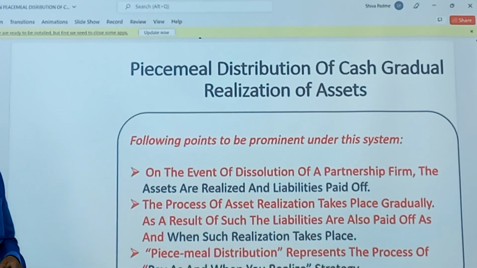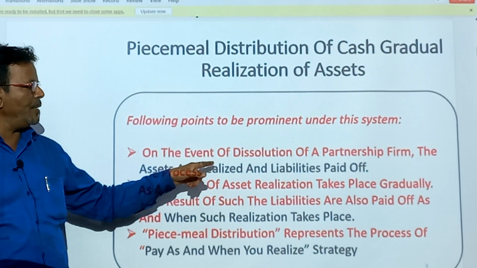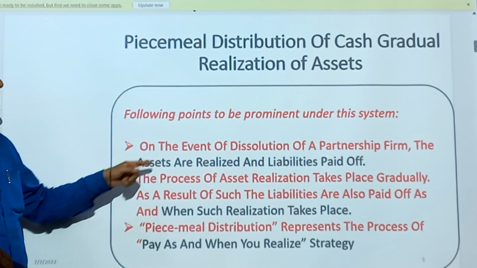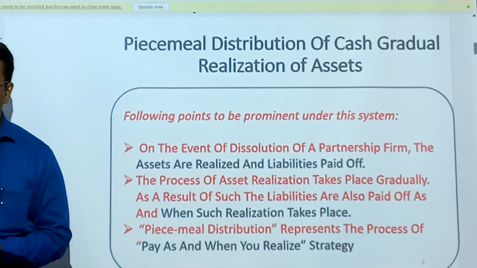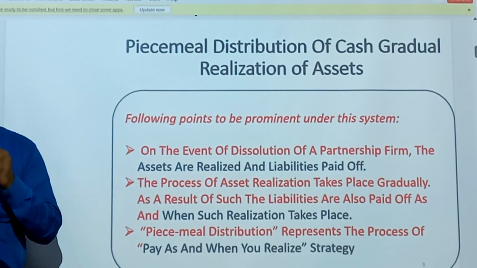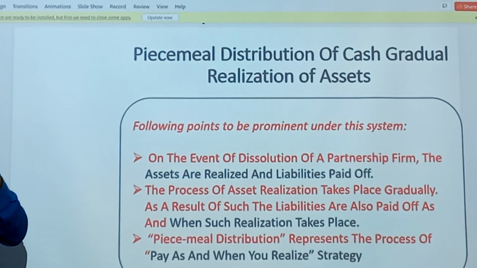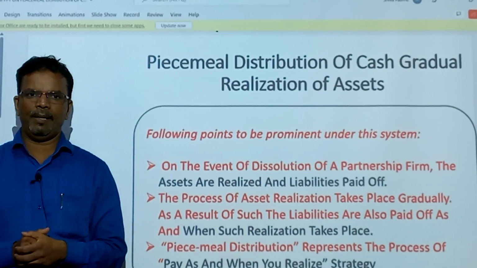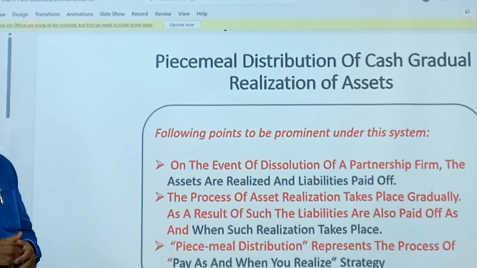Second point, these are the points we have to keep in mind while doing the piecemeal distribution of cash. So first is that on the event of dissolution of partnership firm, assets are realized and liabilities are paid. In piecemeal में हम लोग समझना है कि हम लोग asset बेचेंगे, पैसा मिलेगा and we will pay the liability. So this is the first point.